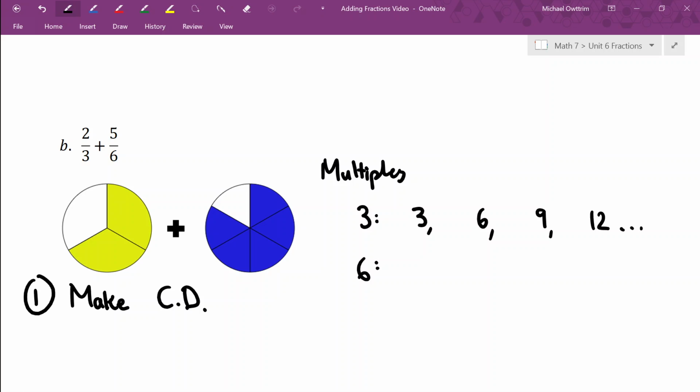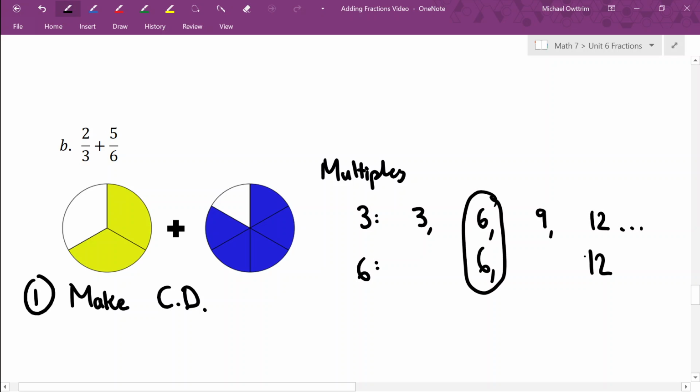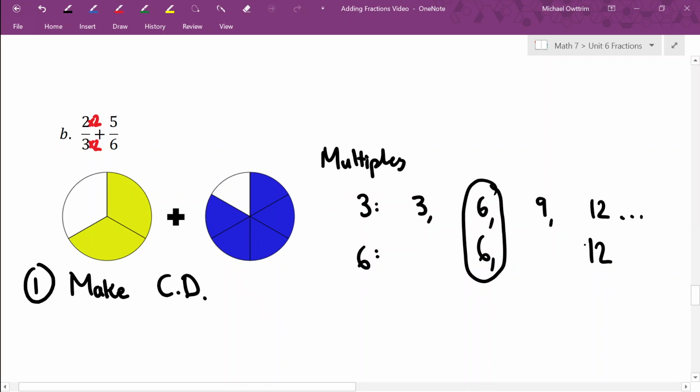So you could do multiples of 6, same idea. 6 times 1 is 6, 6 times 2 is 12, and so on and so forth all the way through. If I look for the first number that is in both of those lists, it's obviously 6. And so I'm going to make equivalent fractions that have a denominator of 6. So what do I do to 3 to make it into a 6? I'm going to need to multiply it by 2. And remember, when I'm making equivalent fractions, I always have to do the same thing to the top and bottom of the fraction. So since I multiplied the bottom by 2, I also have to multiply the top by 2.